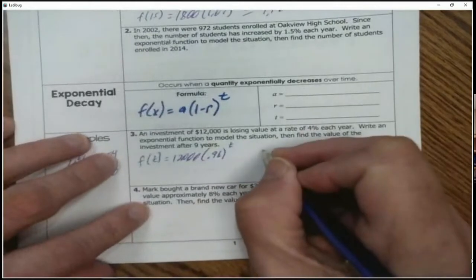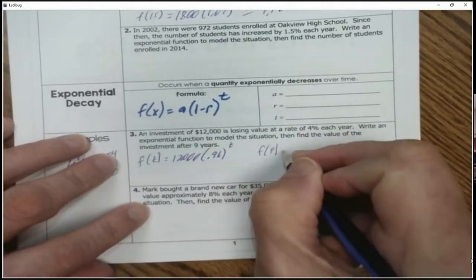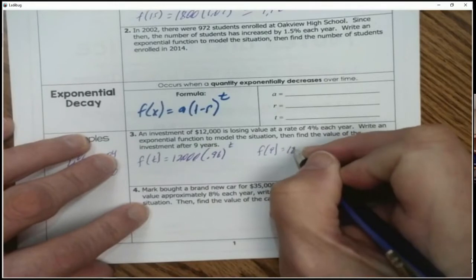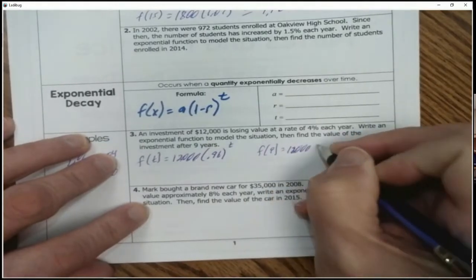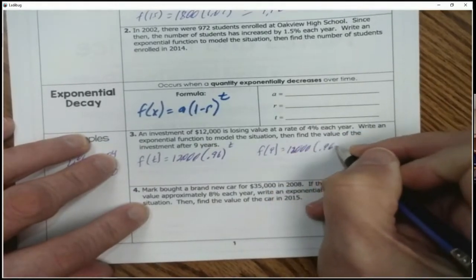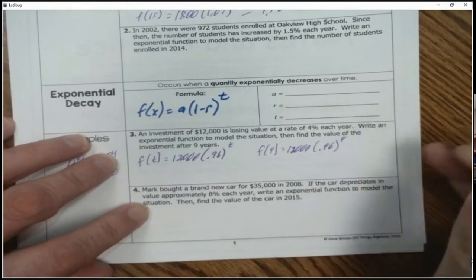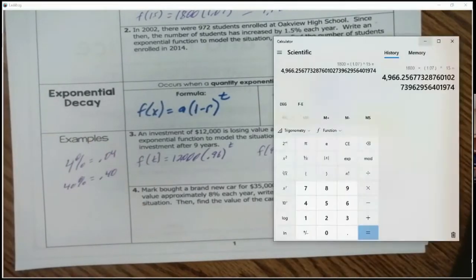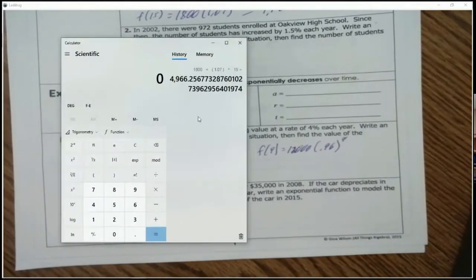So 96%. So if we need to find this after 9 years, we'll say f of 9 equals 12,000 times 0.96 to the 9th. Okay, back to our calculator. I'll move our calculator here since I put our formula over there now. So 12,000 times 0.96 parentheses raised to the power of 9.